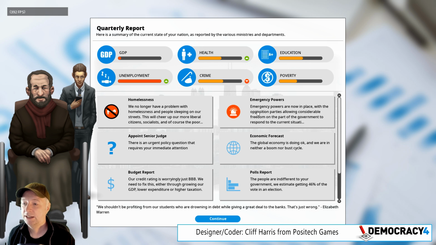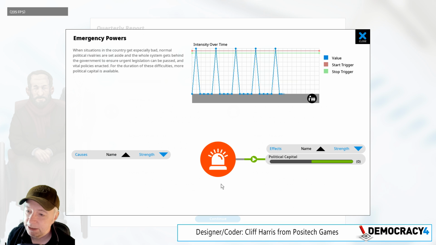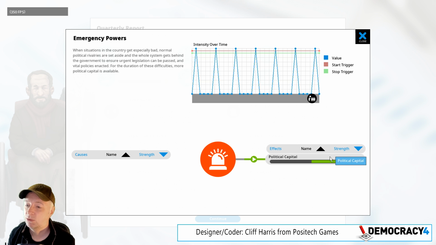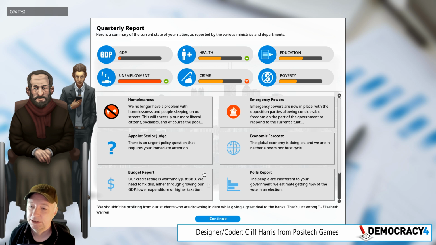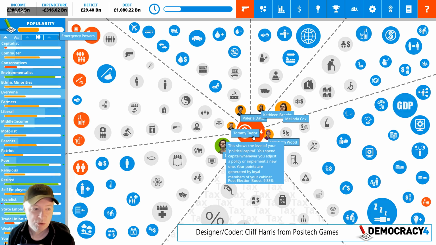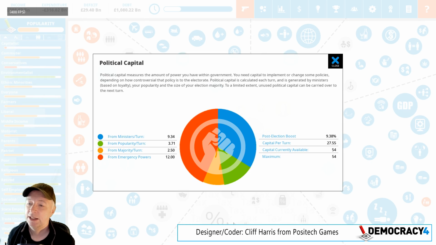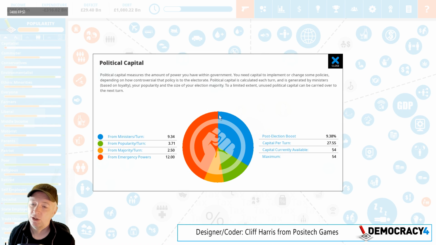This is a new thing. Basically, if everything gets really bad, you get emergency powers. There should be inputs there, actually. Bug. Anyway, it gives you more political capital if you have emergency powers. This turns red. And if you go in there, this is the political capital you get, and this is the extra. You get an extra 12 every turn while this is active.